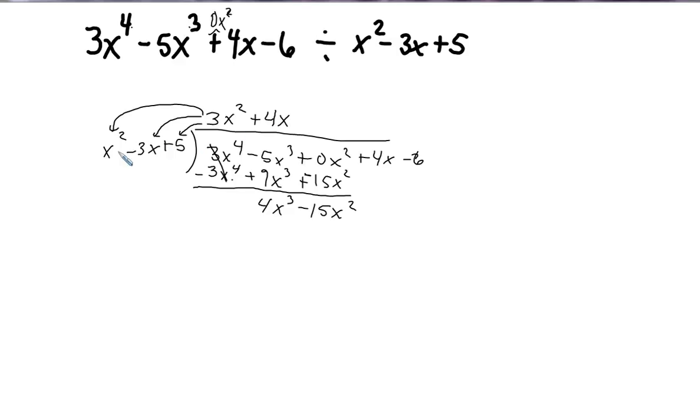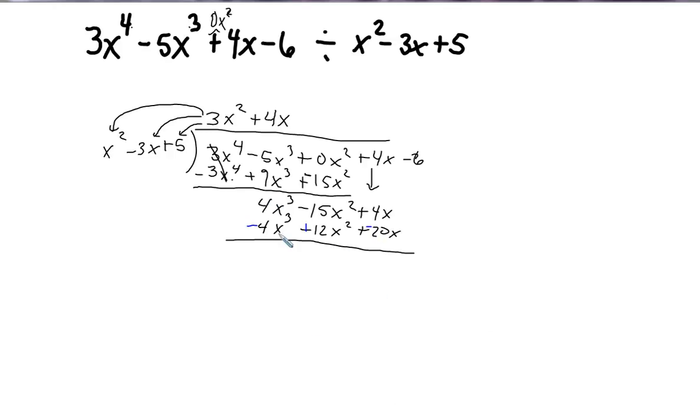So 4x times x squared is 4x cubed. 4x times negative 3x is negative 12x squared. 4x times 5 is plus 20x. Now what we forgot to do is bring down this 4x, so plus 4x. Now we want to subtract these. So remember, when we subtract, that changes all of their signs. This will be a minus, this will be a plus, and this will be a minus.